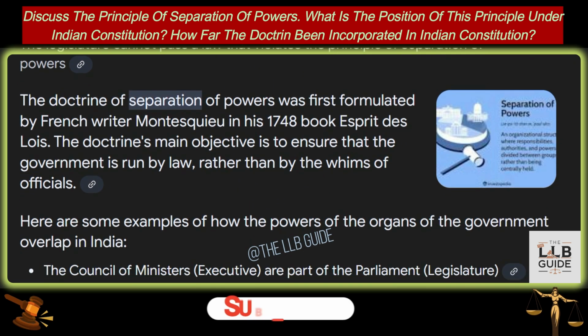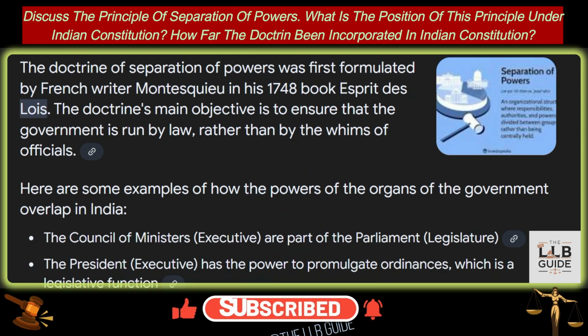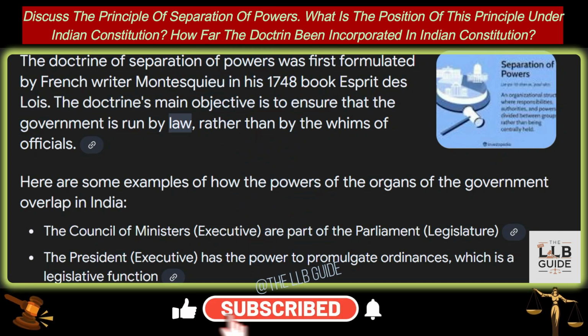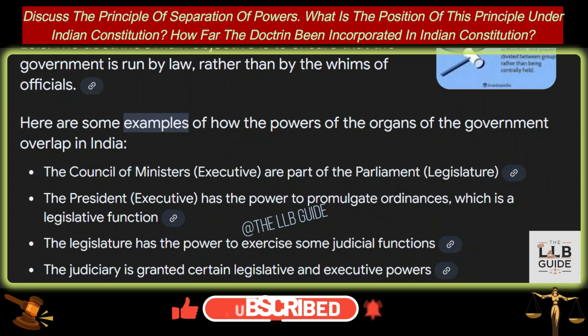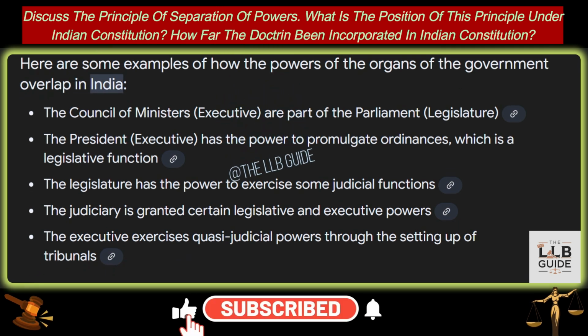The doctrine of separation of powers was first formulated by French writer Montesquieu in his 1748 book Esprit de Lois. The doctrine's main objective is to ensure that the government is run by law, rather than by the whims of officials. Here are some examples of how the powers of the organs of the government overlap in India.